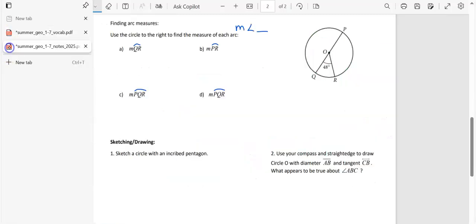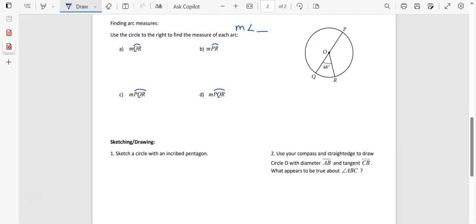Let's look at our picture over here. Use the circle to find the measure of the arc in the figure to the right. So the measure of arc QR. So here is arc QR. And if we look, the central angle associated with arc QR is angle QOR. And that has a measure of 48 degrees. And so the measure of that central angle is 48 degrees. So I'm going to write that in there.